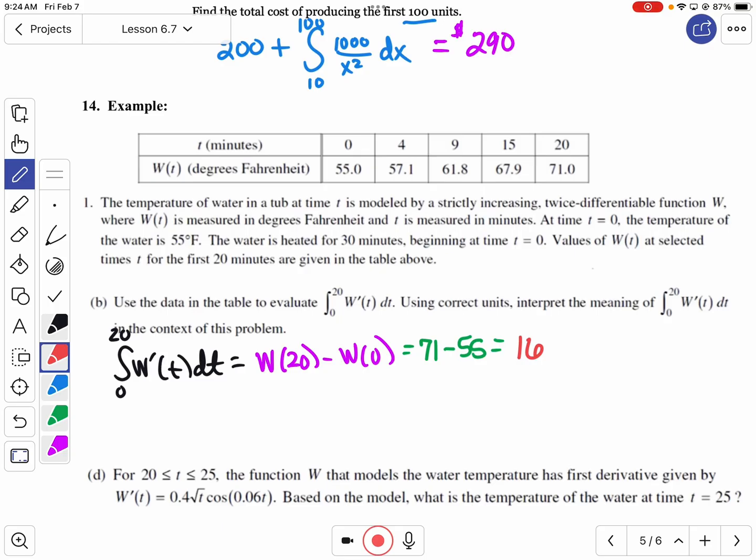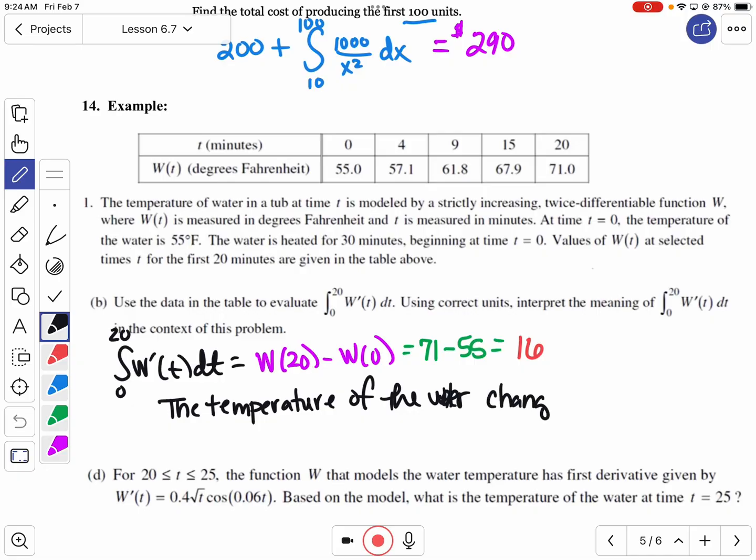So now let's talk about what that means. An integral gives me accumulated change. So we would say this is our justification, and writing it in context. We're talking about water and the temperature. So the temperature of the water changed by 16 degrees Fahrenheit. We want to use the appropriate units. The first 20 minutes.